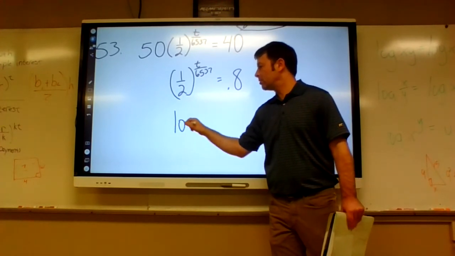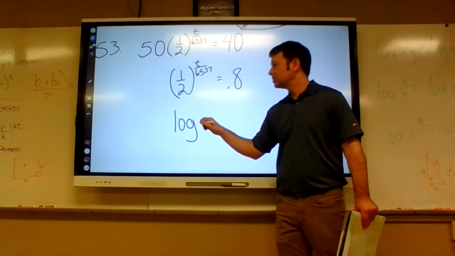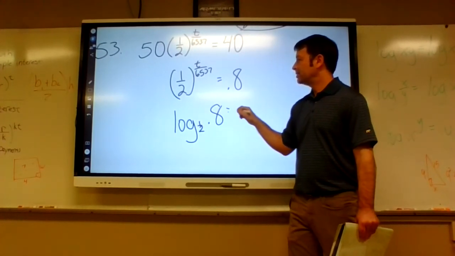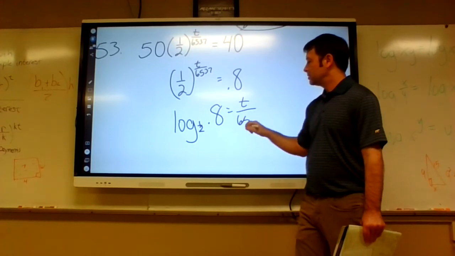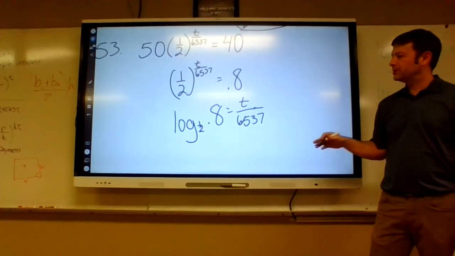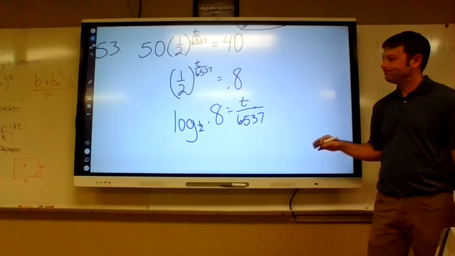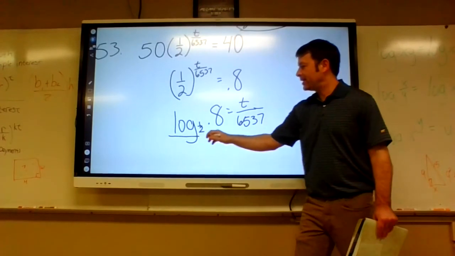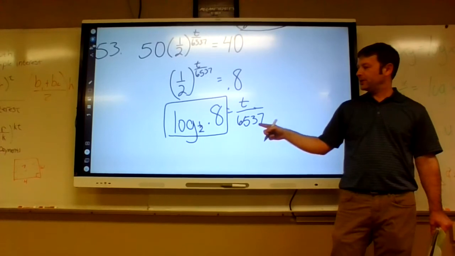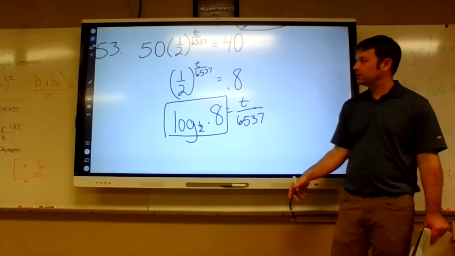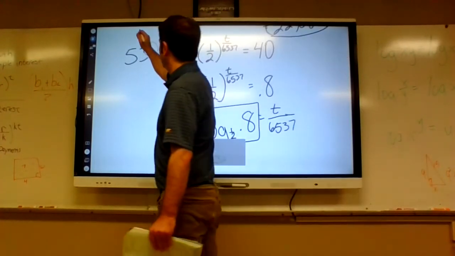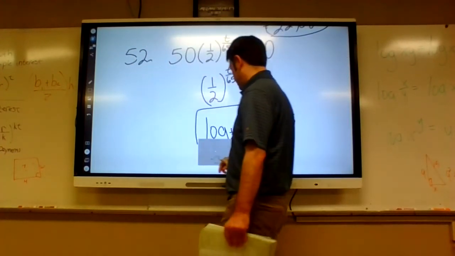Log. So log base 1/2 of 0.8 equals t over 6537. And then this part we use our calculator on, and then what's our last step? Multiply the 6537. Okay, this was actually 52, not 53. It's not quite done, so you guys do need to finish that.